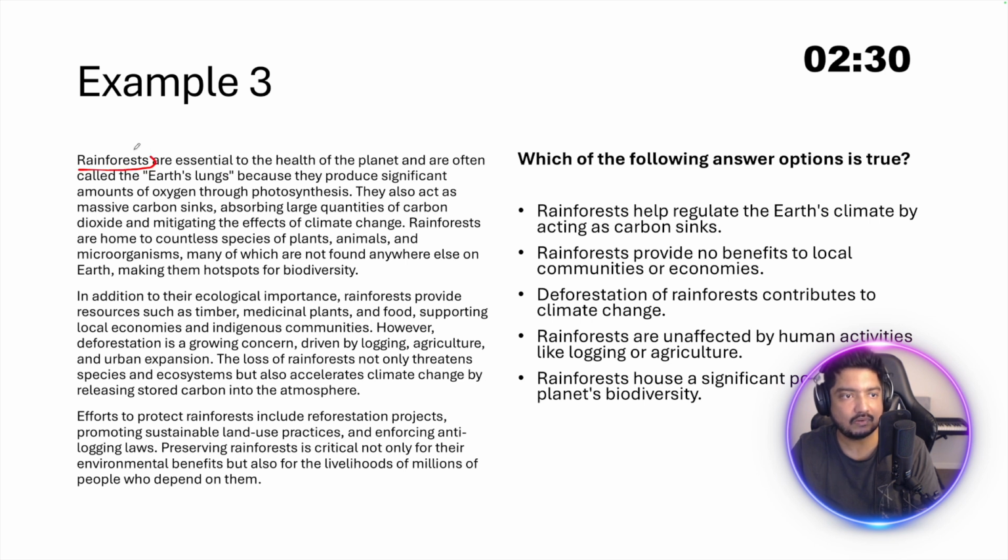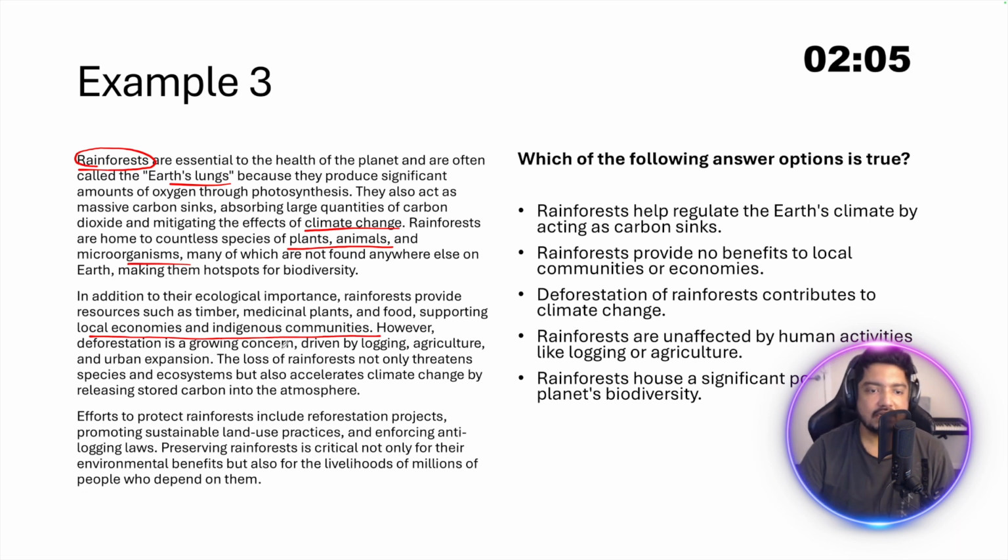They're talking about rainforests, and they are called Earth's lungs. They have effects on climate change, home to species of plants and animals and microorganisms, all of that. In addition to their ecological importance, they provide timber, medicinal plants, and food, supporting local economies and indigenous communities, so that's people. However, deforestation is a growing concern driven by logging, agriculture, and urban expansion.